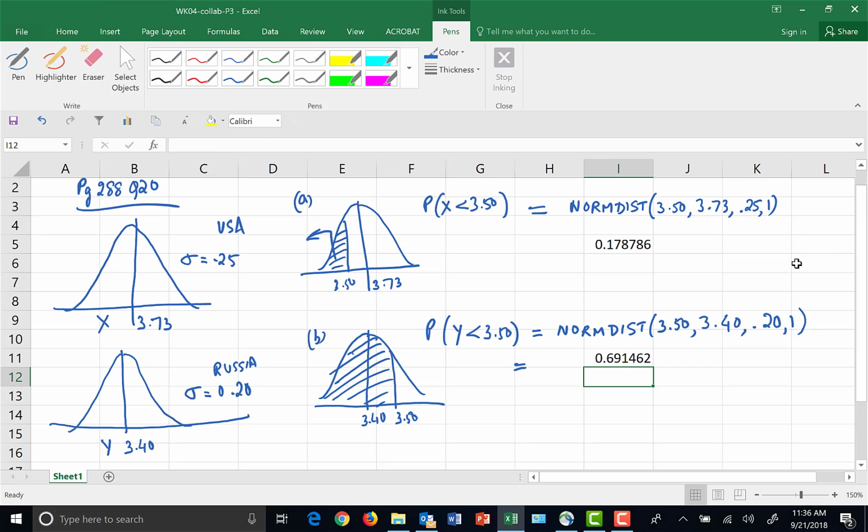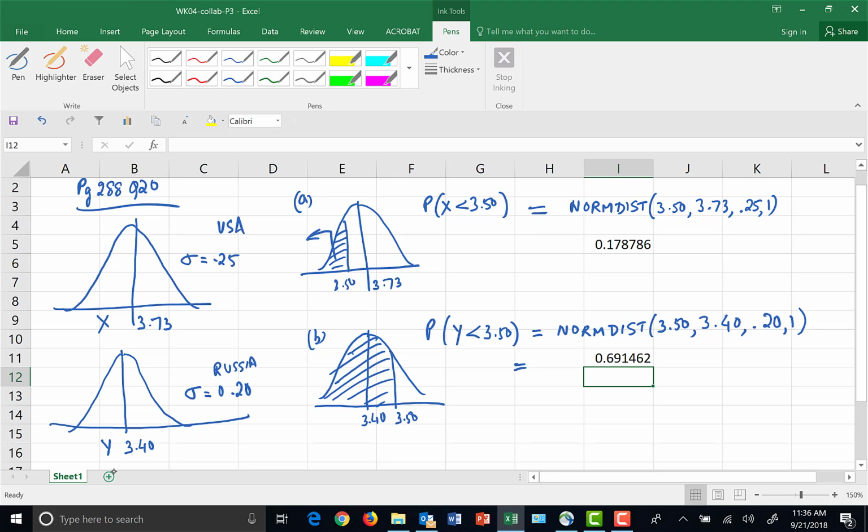So do you see it turned out to be 69% in this case? We're expecting a value more than 50%, and we got 69%. All right. So that was part B. So let's look at part C now.